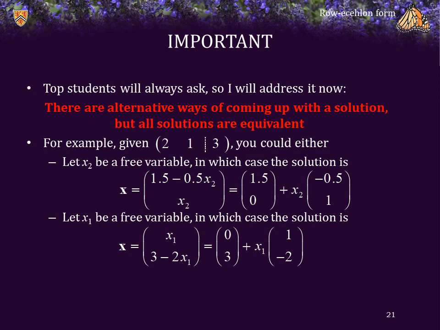So, not a problem. But not only that, if in the second equation I take 0, 3 plus 1.5 times that vector, I get the first constant vector 1.5, 0. So in fact, both of these solutions describe the entire collection of all solutions just in different ways. So yes, there are different ways of coming up with solutions.